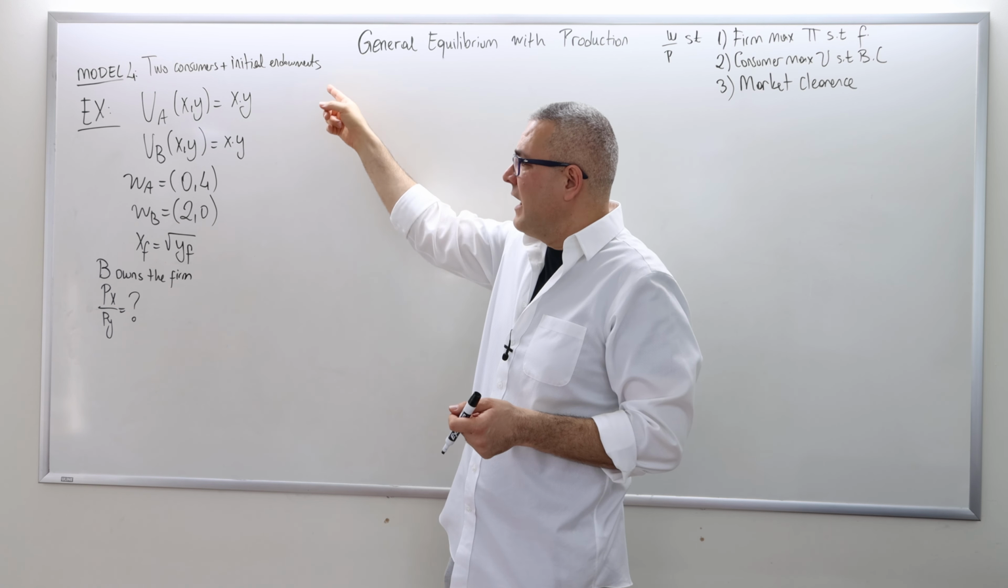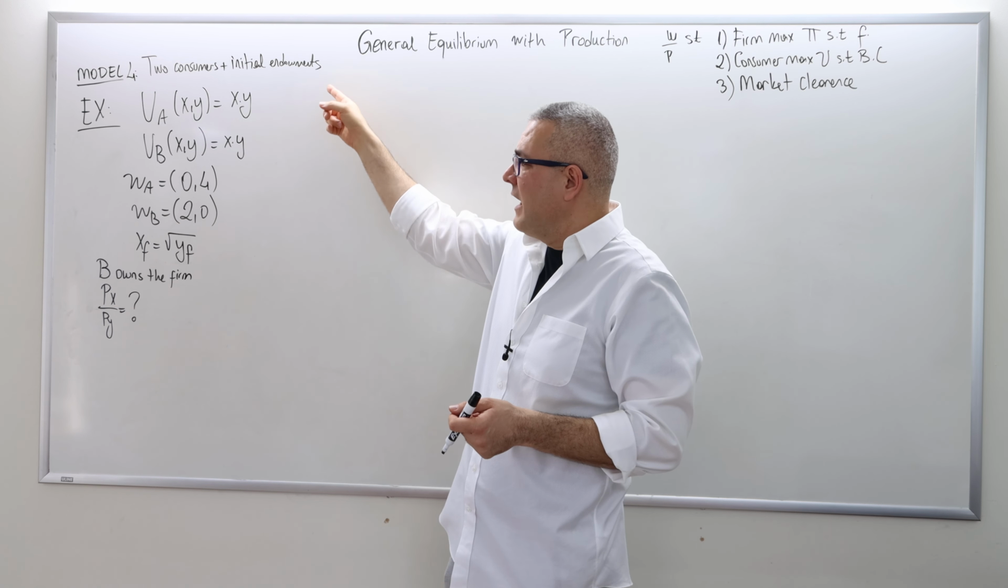So I have two agents, A and B. The utility functions are Cobb-Douglas, with two consumption goods, X and Y. By the way, it's always better when you have more than one agent to name those X's and Y's with agent-specific names. So let's call this XA times YA, and this is XB times YB. All right? Just to be on the safe side.